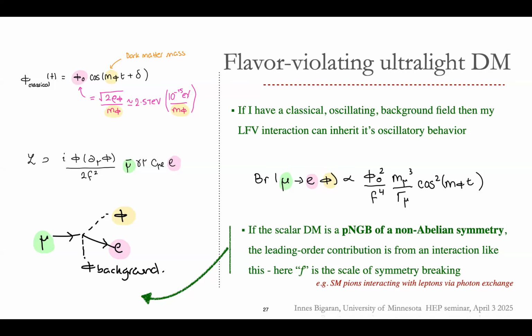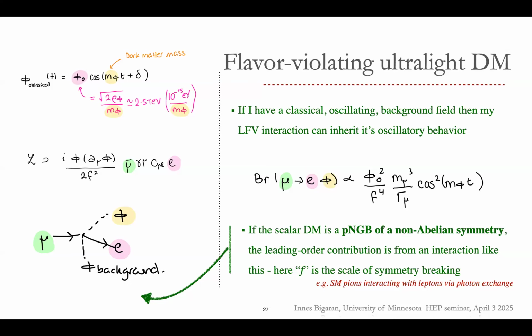How big is F going to be? The scale of symmetry breaking? 10^6, 10^7 GeV, yeah. It can actually be quite a lot lighter in some of these models if we're only considering flavor violating interactions.